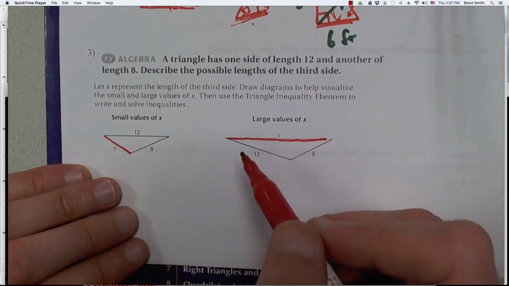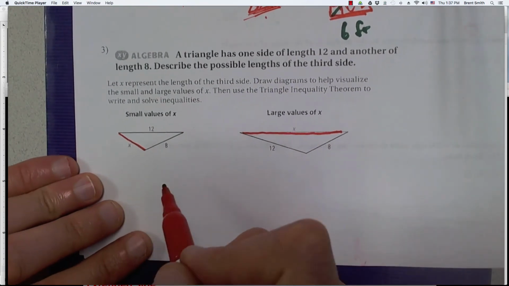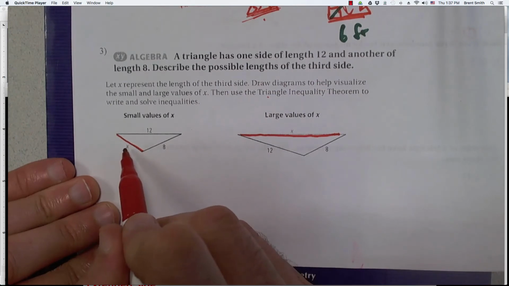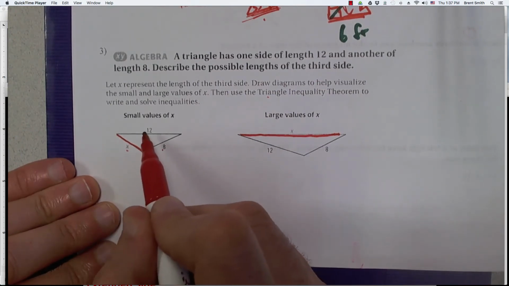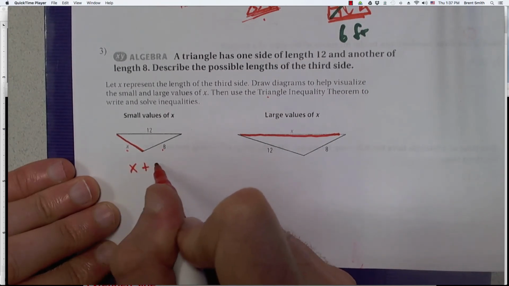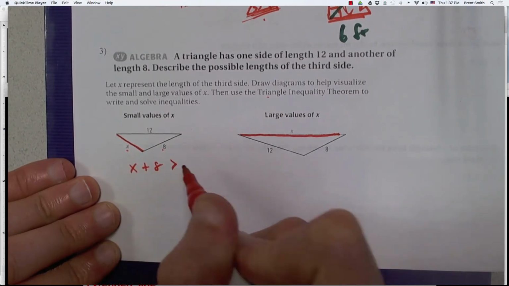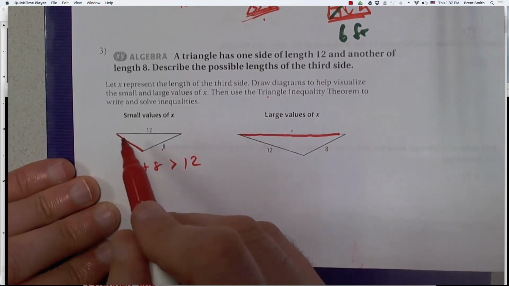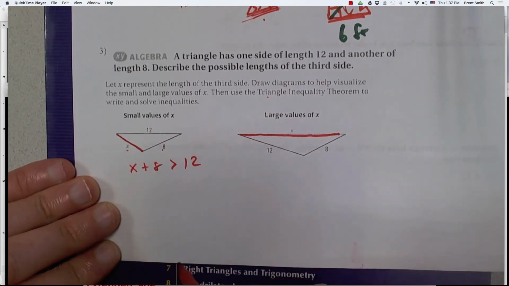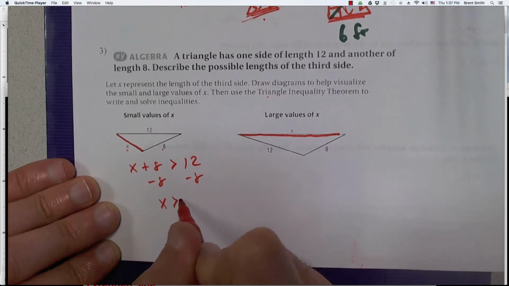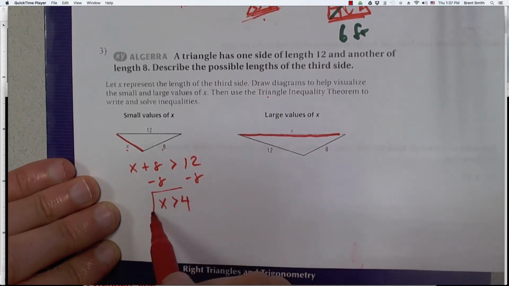Okay, so let's create an inequality. In either case, remember the triangle inequality theorem says that the two small sides added up still have to be greater than the third side. So we say x plus 8 must be greater than 12. Right? So if x is one of the small sides, this plus this still has to be bigger than 12. Now algebraically we can just solve, subtract 8, and we get x must be greater than 4. It cannot be 4. Right?